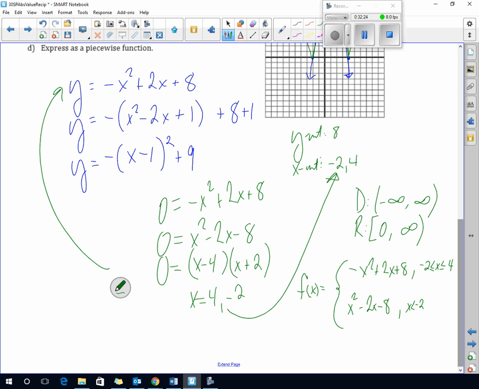How are we doing? If you understand the piecewise function when we do Monday's lesson, it'll make a lot of sense. Okay. Keep going. 5 minutes. Let's go. How do we graph this?